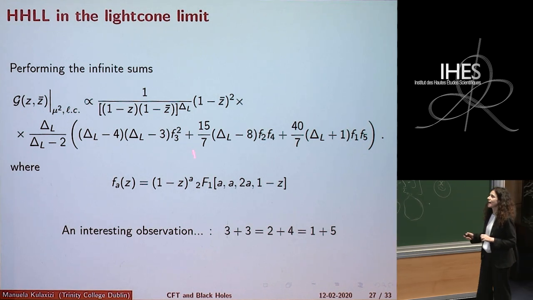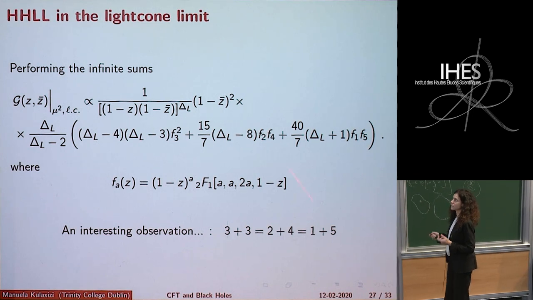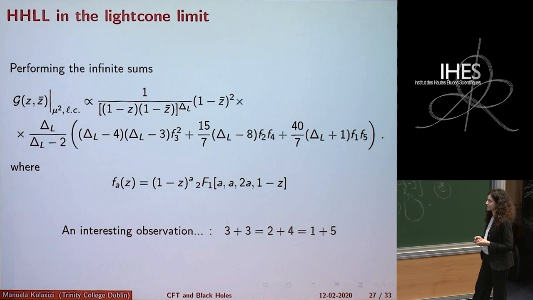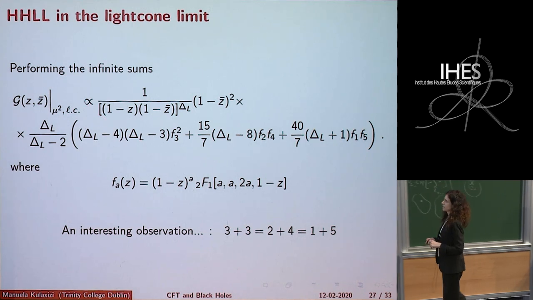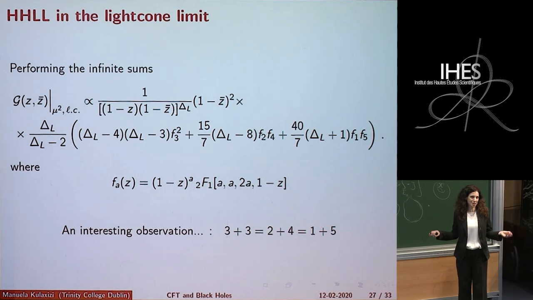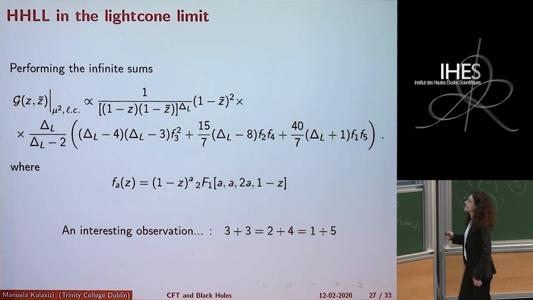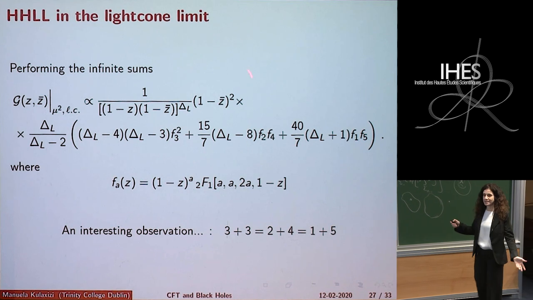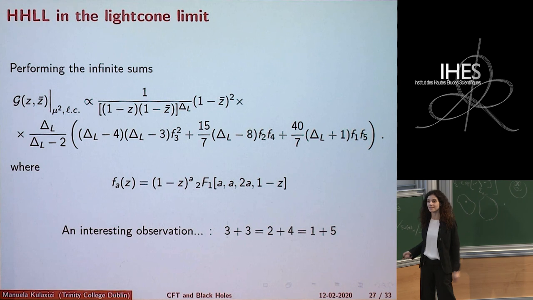So we see that we have three terms. Each of them depends on these functions f, which are proportional to hypergeometrics. In front of them, there are parameters that depend on delta light. Obviously, this is the highest term that comes from stress tensor squared. So what is the interesting observation here? It's a trivial observation, but it gave us a lot of mileage. It's that for f3 squared, 3 plus 3 is 6, 2 plus 4 is 6, 1 plus 5 is 6.